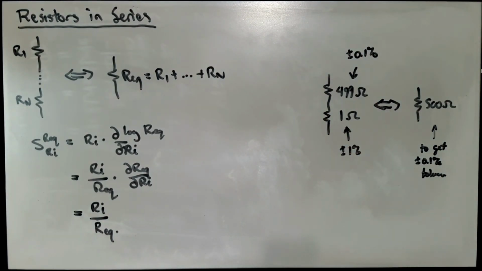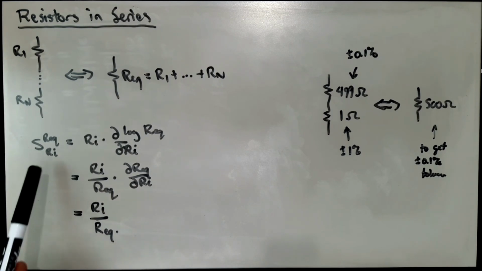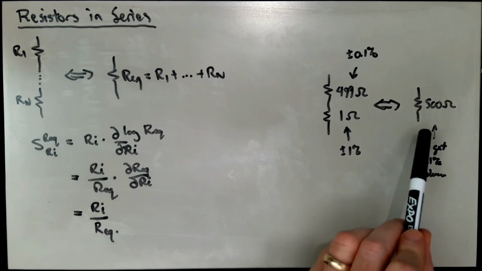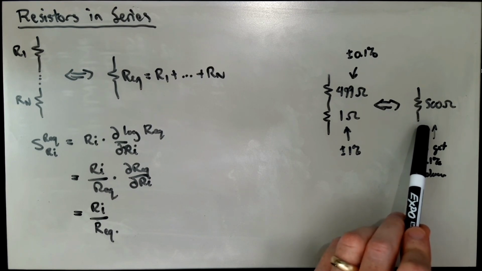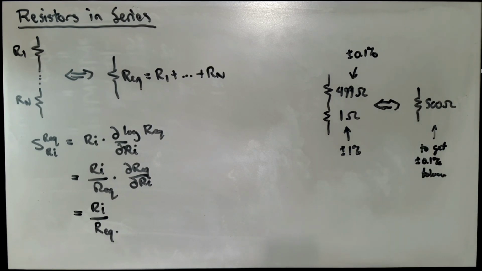Okay, and we'll develop a few more examples of this idea in the next segment, and talk about how these sensitivities combine to actually think about different senses of the tolerance of some component, like say this equivalent resistance or something like that. Okay, we'll see you next time.